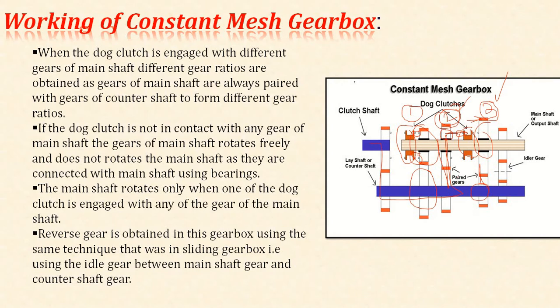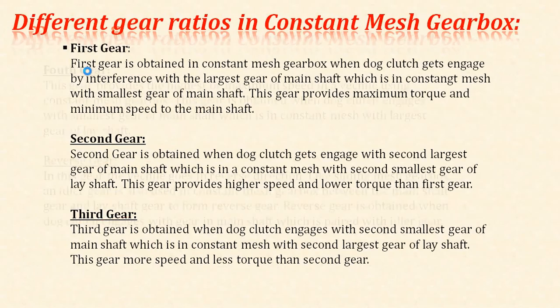So the dog clutch is present in between the third and the fourth gear, and when the idler gear comes in contact with the dog wheel and the main shaft gear, it transfers the power and the vehicle runs in the reverse direction.